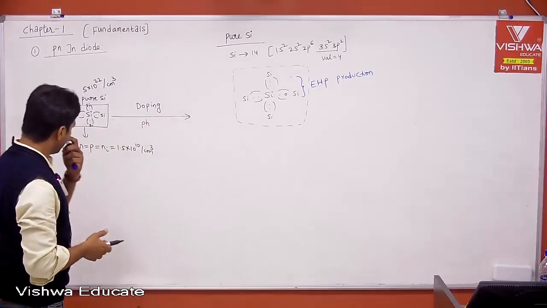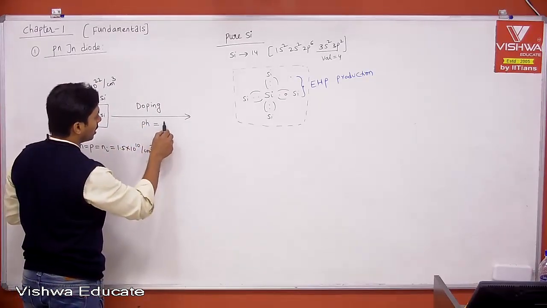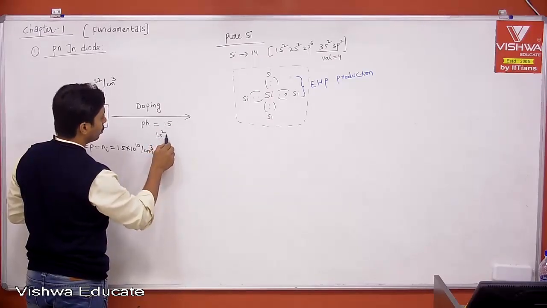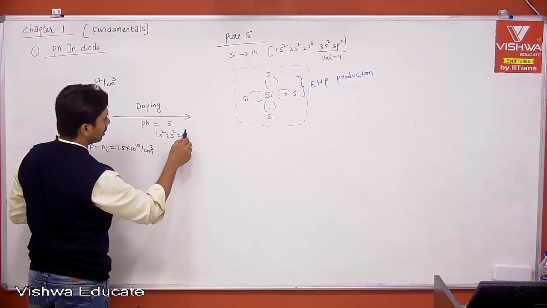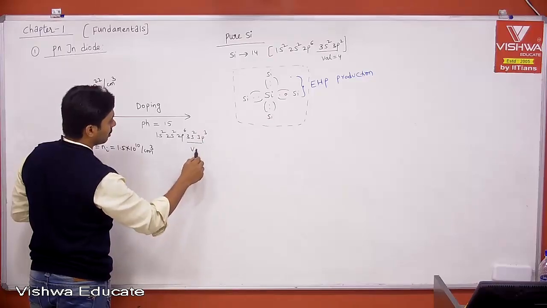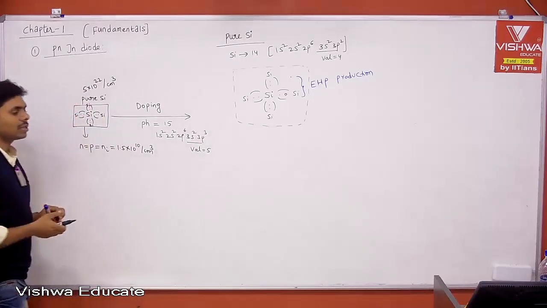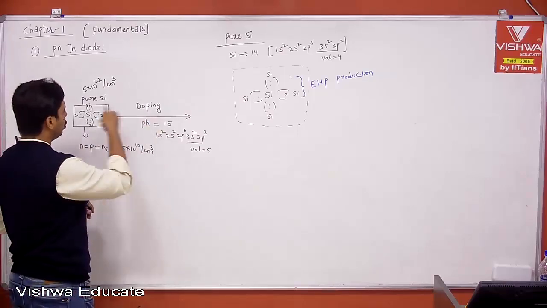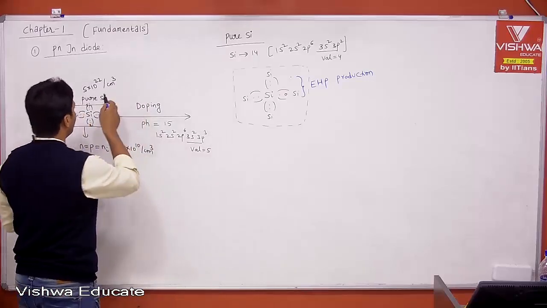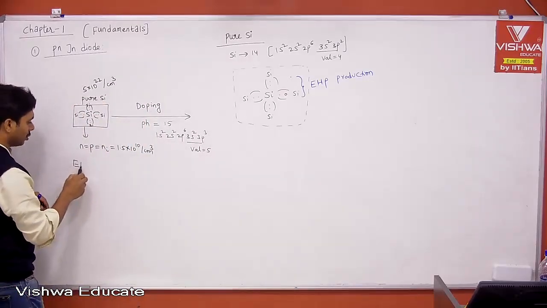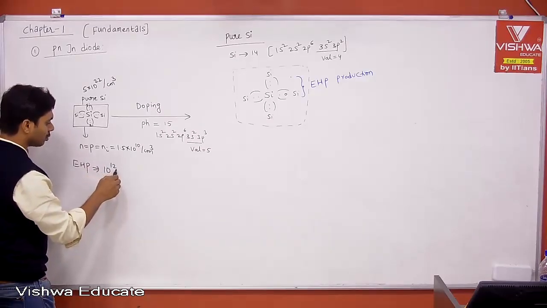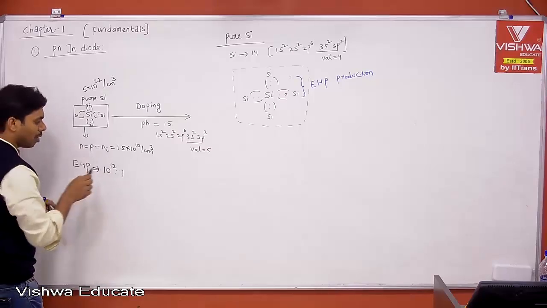Now if I take phosphorus, what is the atomic number of phosphorus? 15. The electronic configuration is 1s2, 2s2, 2p6, 3s2 and 3p3, where it has valency equal to 5. If you dope with phosphorus, what is the doping profile now? The electron-hole pair production due to temperature is in the order of 1 in 10^12, so for every 10^12 silicon atoms, one bond is broken.